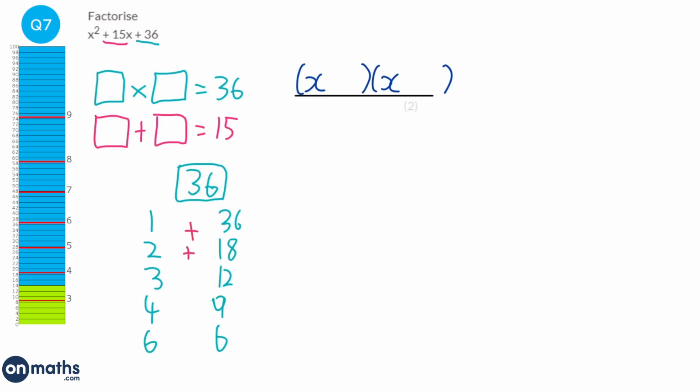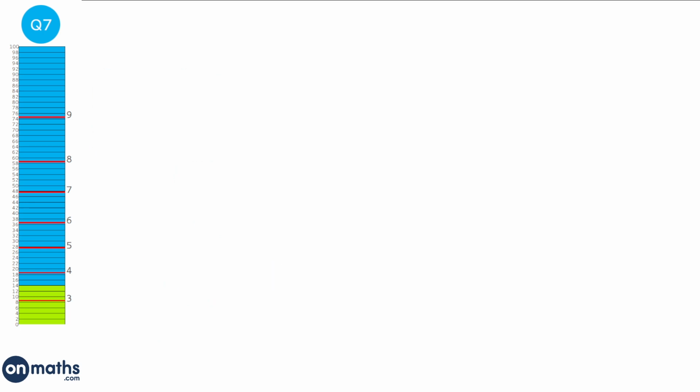And we're looking for which ones of those add together to make 15. And we can see here it's going to be 3 and 12 add together to make 15. So our 2 numbers are going to be plus 3 and plus 12, or the other way around.